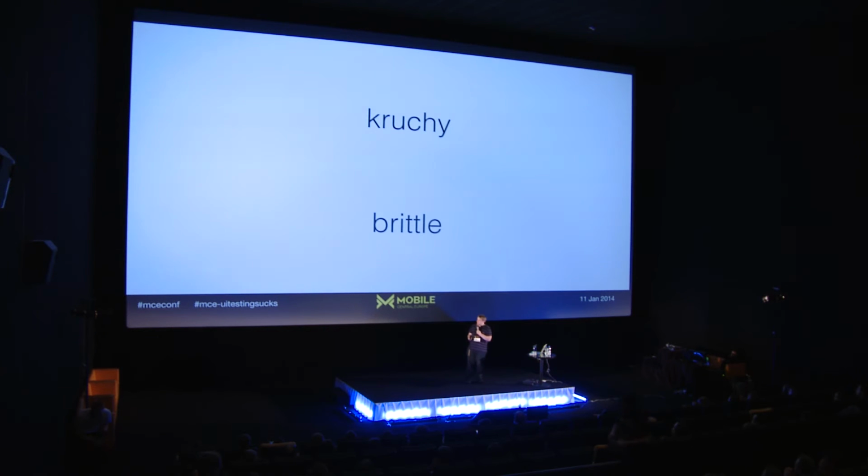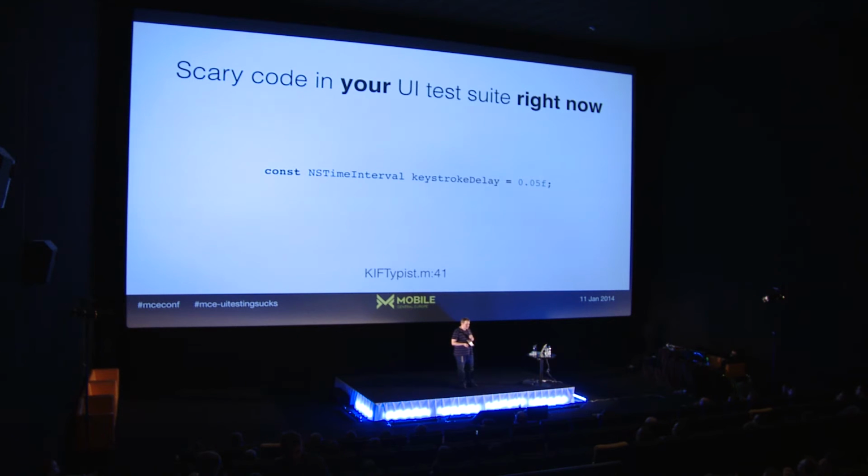So another problem is that our tests are often brittle, right? They break. And so as a result, here's some scary code that's in your UI test suite right now. This comes from Kif, right? We have a keystroke delay of 0.05f, and so we assume that the keyboard takes that long to execute a tap. Is that true? Is that documented? No. It's just what Kif decided works.